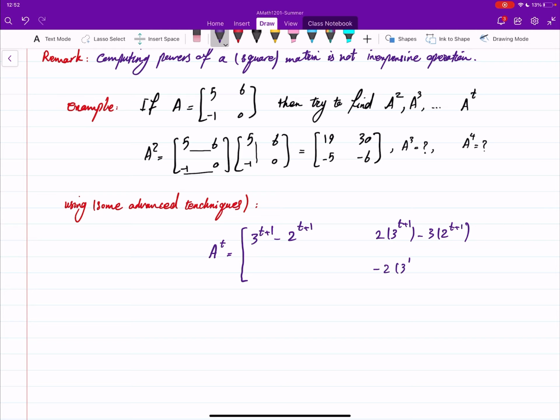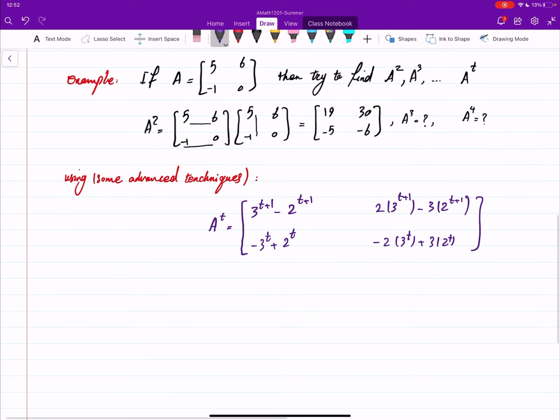Then that would be negative 2 times 3 to the power t plus 3 times 2 to the power t. And that component is going to be negative 3 to the power t plus 2 to the power t. Yeah, so as I said, we are close to that technique, but we won't cover it here. It needs a little bit more theory to be able to do that formula.